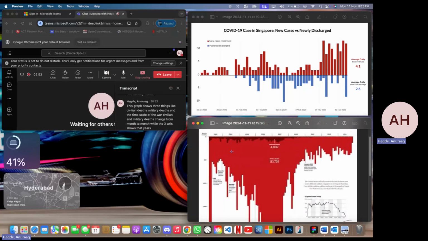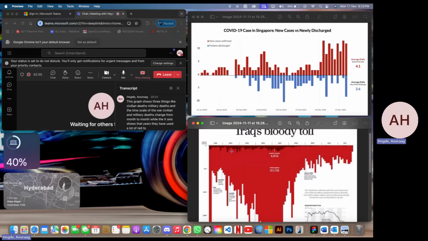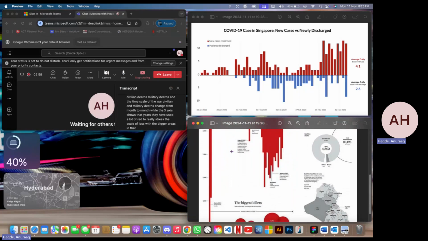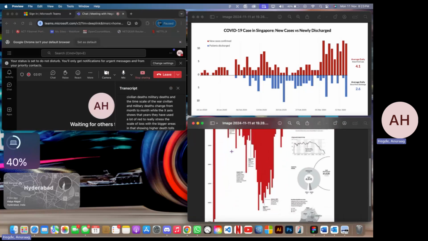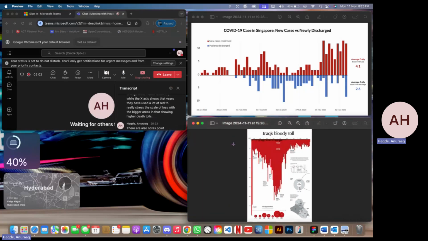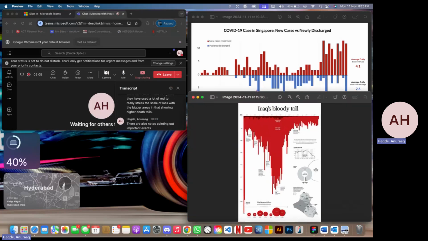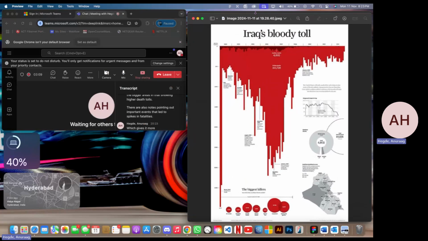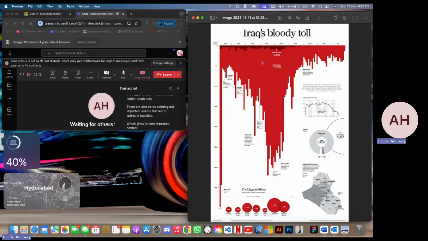They have used a lot of red to really stress the scale of loss, with the bigger areas in red showing higher death tolls. There are also notes pointing out important events that led to spikes in fatalities, which give it more important context. This graph is effective in showing how the death toll changed over the years, and it also gives a breakdown of causes such as airstrikes and bombings.